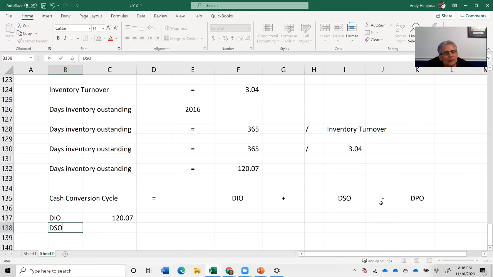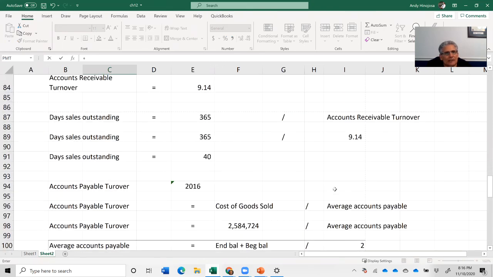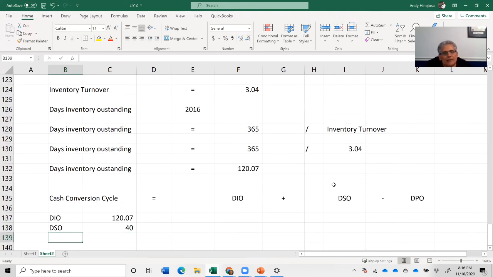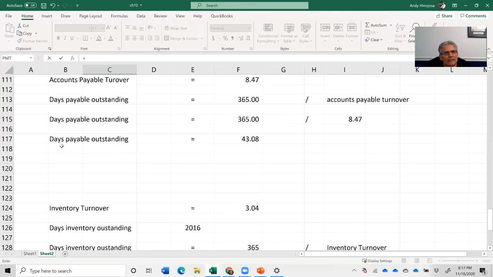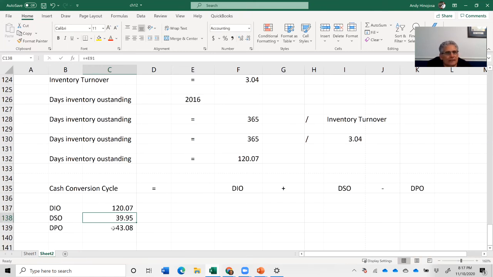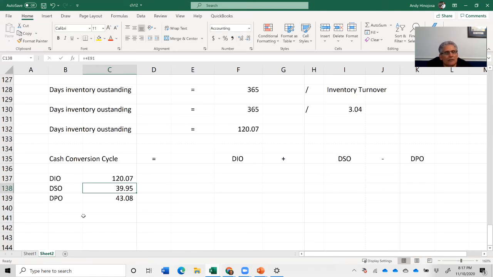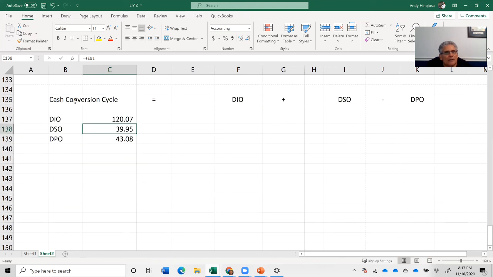The DSO, days sales outstanding, we computed that earlier. DSO, days sales outstanding, that was 40. And the DPO, that was with the accounts payable turnover, and days payable outstanding, DPO 43.08. So to be consistent, I guess we should round it to the nearest hundreds. So we have the numbers DIO, DSO, and DPO.